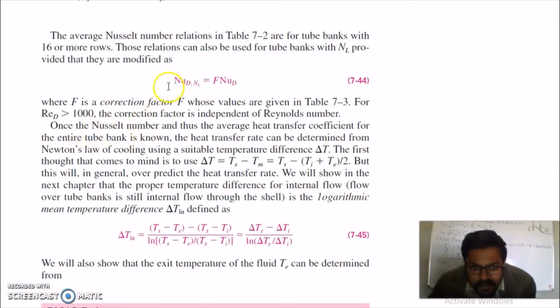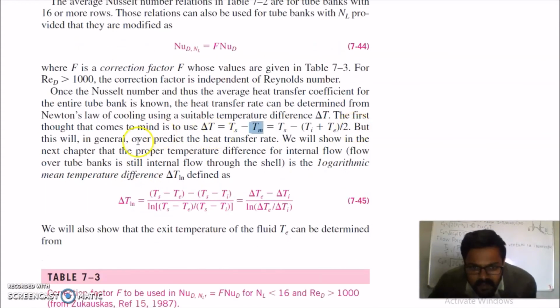Once the Nusselt number and thus the average heat transfer coefficient for the entire tube bank is known, the heat transfer rate can be determined from Newton's law of cooling using a suitable temperature difference delta T. The first thought that comes to mind is to use delta T equal to Ts minus Tm, but this is not the case. It will overpredict the heat transfer.